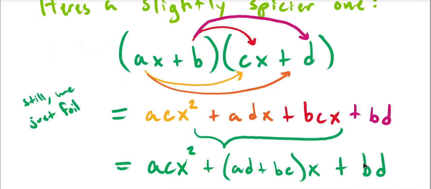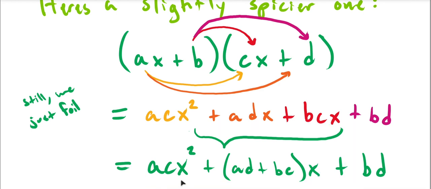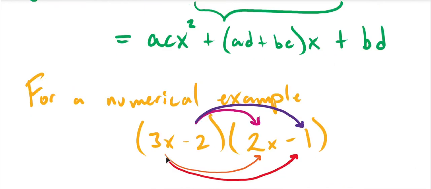I still have like terms, like that previous example. The adx and the bcx are like terms in terms of x, so we factor that out. And I have the following, acx squared plus (ad plus bc)x plus bd. We're going to look at a lot of things like this, so let's get used to this idea. Maybe pause the video here if you like and try to FOIL this.